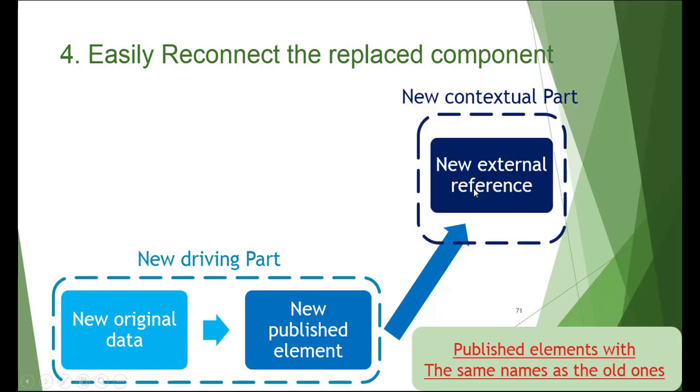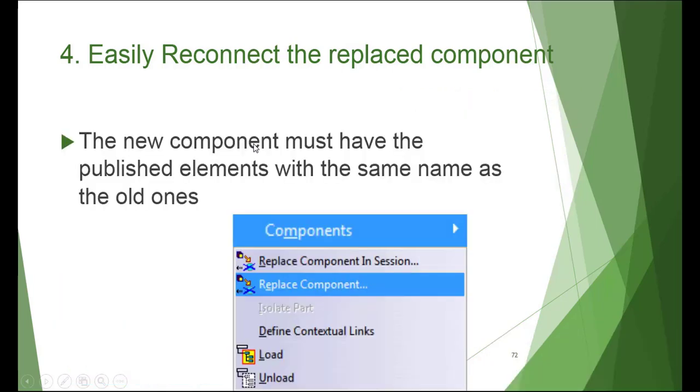And this replacement will succeed in one condition: the new published element inside the driving part must have the same names as the old published element, and the new external references must be connected to published element having the same name as the old driving part. How to do that in CATIA?